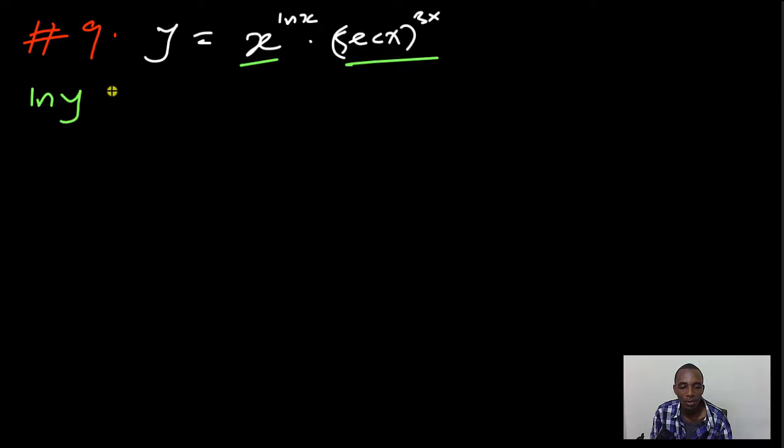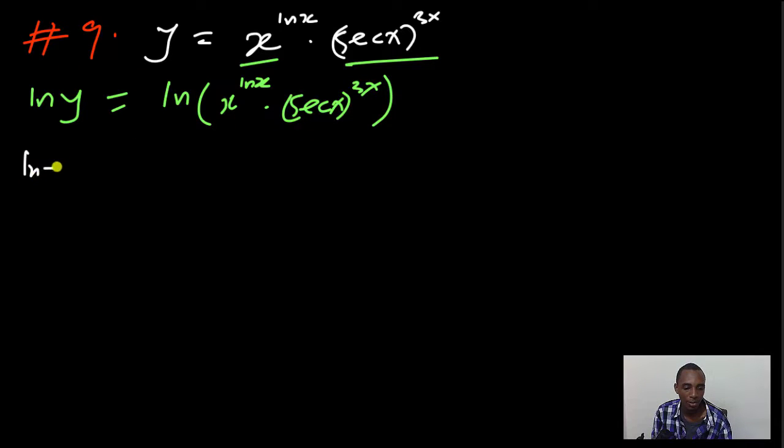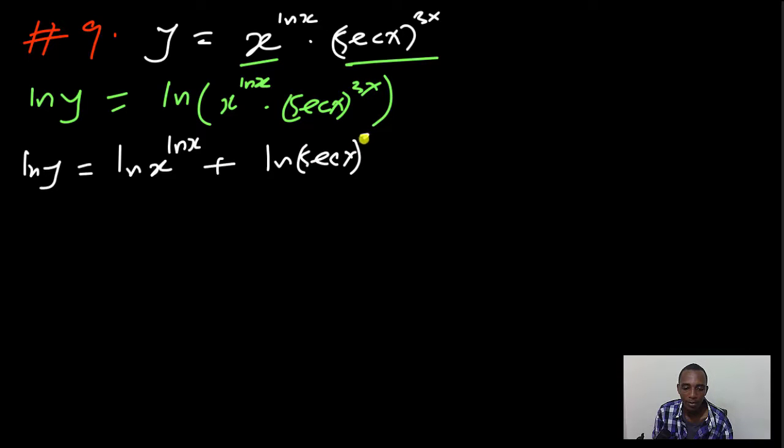So the natural log of y equals the natural log of x to the power natural log of x here, okay, times the sec of x to the power 3x. We'll now expand this, so the natural log of y equals natural log of x to the power natural log of x. It's kind of nice. Plus, the natural log of sec x to the power 3x.